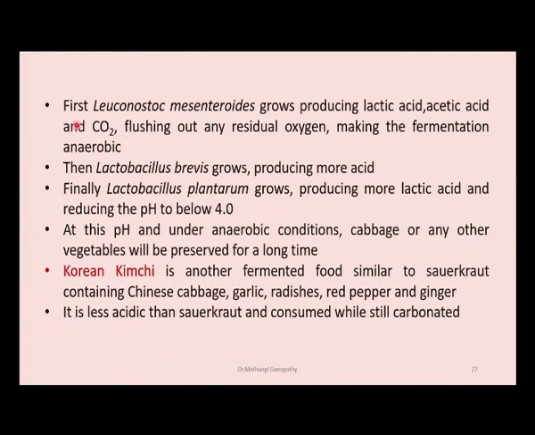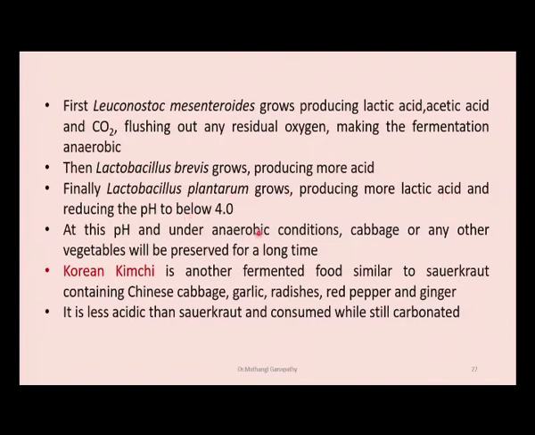The release of this carbon dioxide will remove all the oxygen which is present. So now the fermentation becomes an anaerobic fermentation. In this scenario, Lactobacillus brevis grows. Leuconostoc has done its metabolic pathway, making the condition anaerobic. Now Lactobacillus brevis will grow in this anaerobic condition, producing more acid. And then the last organism which grows is Lactobacillus plantarum. It produces even more lactic acid and the pH now drops to below 4.